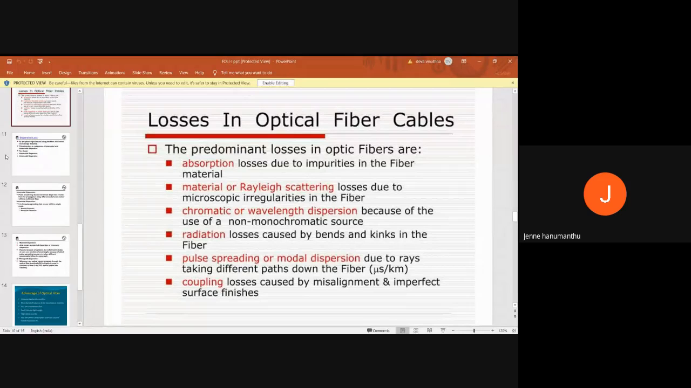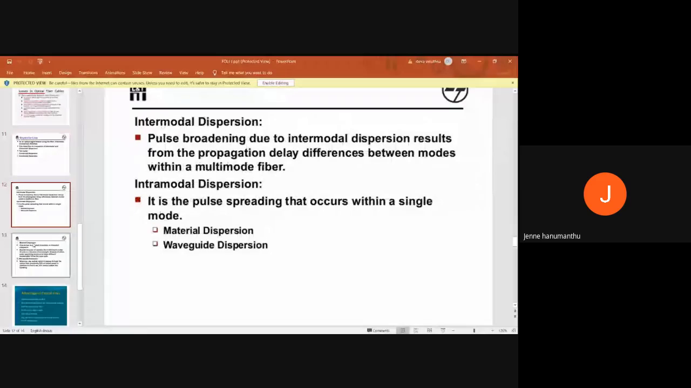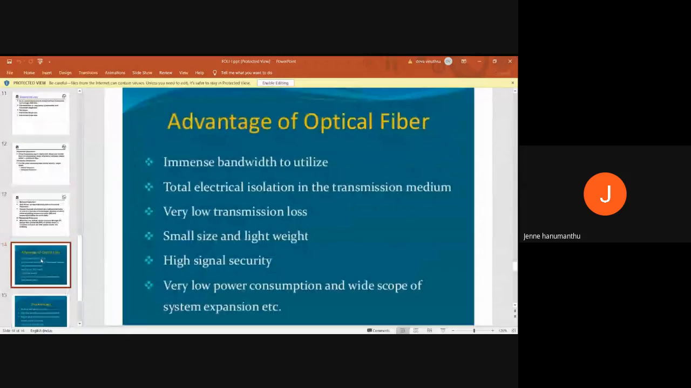Okay, dear students, do you understand all these losses? If you want, I will explain again. I will send this class to your mails also. Then dispersion, we are also explaining here intermodal and intramodal. Go for the next slide. Material dispersion and wave dispersion were already discussed here. Next, advantages.